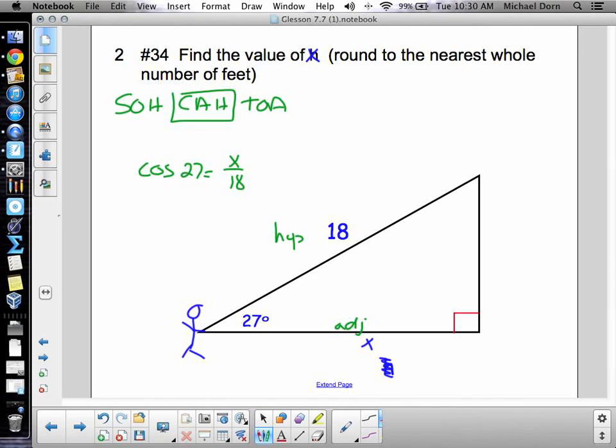X is in the numerator, so I don't swap. What do I do when x is in the numerator? Multiply both sides by 18. So 18 cos 27 equals x, and it says to the nearest whole number. So I put that in my calculator. 18 cosine 27. 16.03 feet. It's actually 16.038, etc. So round to the nearest foot, that'd be about 16 feet.